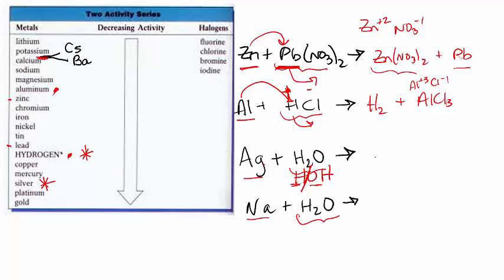So whenever you have something where the more active one is already bonded, you want to put an NR. That means no reaction, nothing's going to happen. Don't put any products because there's not going to be any.